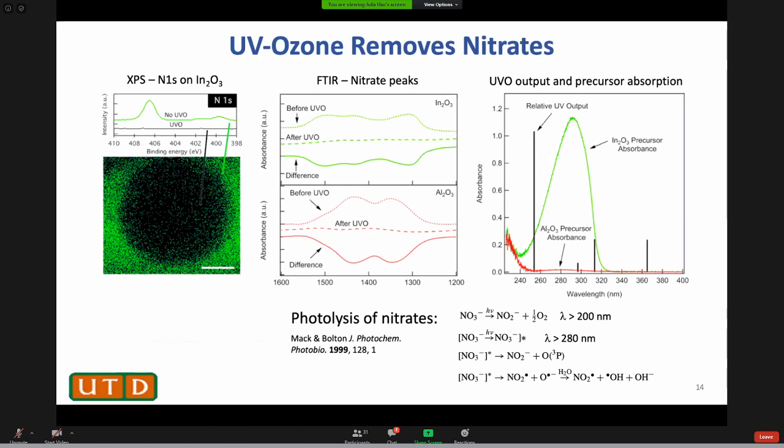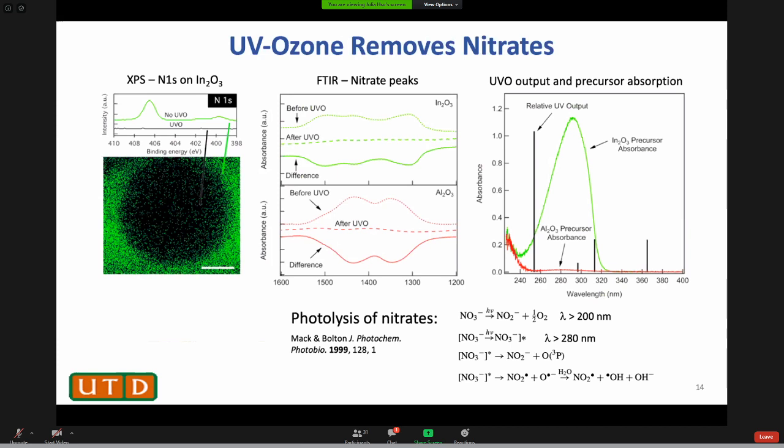I also show you aluminum oxide, which shows the same result. The difference between our indium oxide and aluminum oxide recipe is that the indium oxide has ACAC, so it's a combustion precursor, and aluminum oxide is regular sol-gel. So even with regular sol-gel, this works.